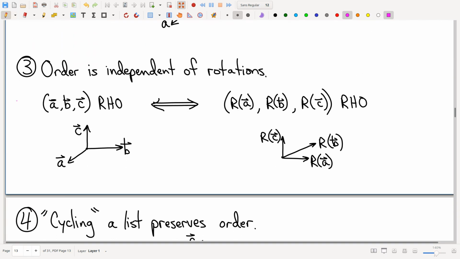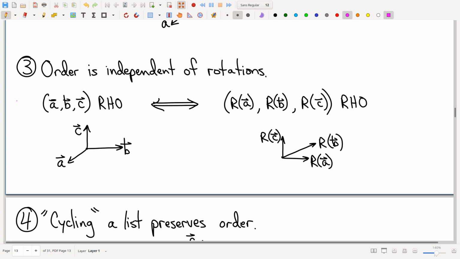And again, how you rotate, as long as you rotate all the vectors the same way, right-handed stays right-handed, left-handed stays left-handed. This is a pretty easy thing to see again. If this is my demonstration that a given list is right-handed, if I rotate all the vectors the same way, this is still my right hand. It's still a right-handed list. Does that make sense to everybody?